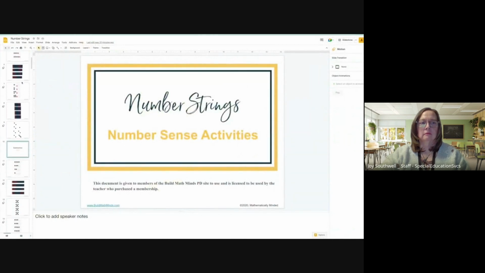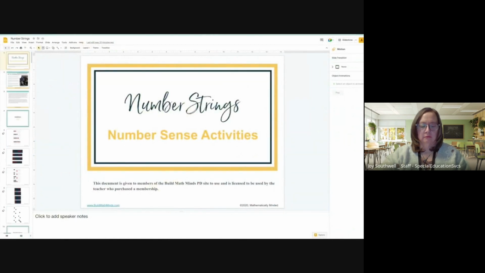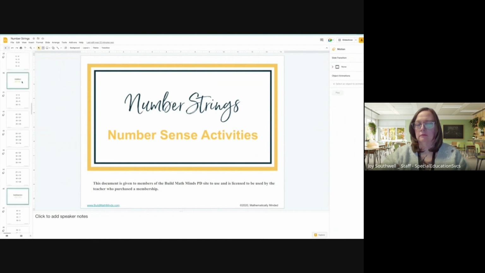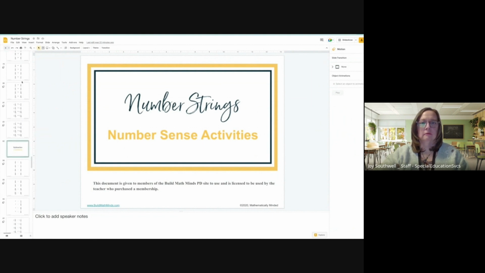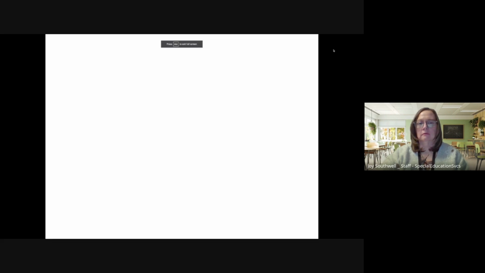So here's some examples from a slide deck that we have created for our members of the Build Math Minds PD site. There are over 100 slides in this slide deck of number strings, but here is one that is showing a visual of a very popular multiplication strategy. Our textbooks will try to get kids to use, if you are doing 9 times something, just think about it as 10 times something and then subtract out the extra. But that's really hard for kids to visualize. So you build a string around it.